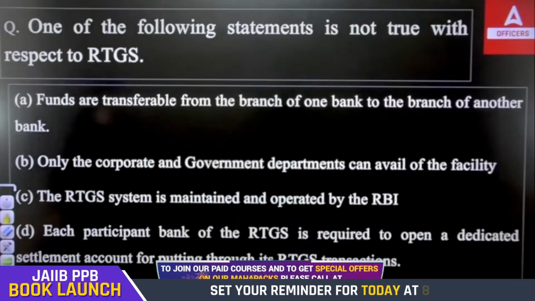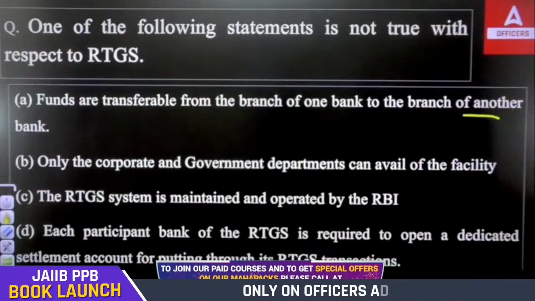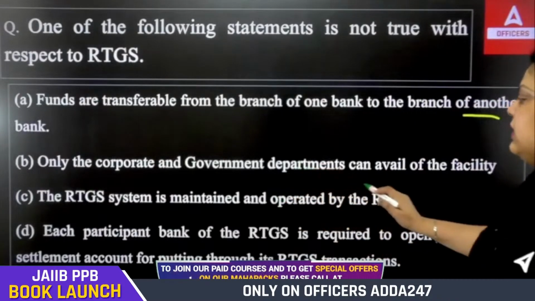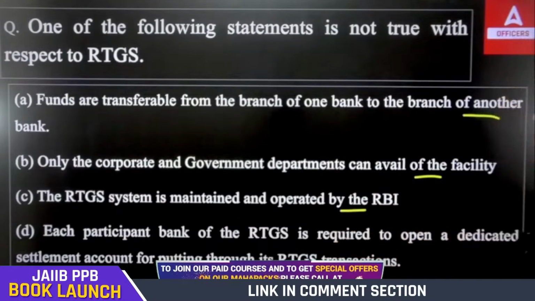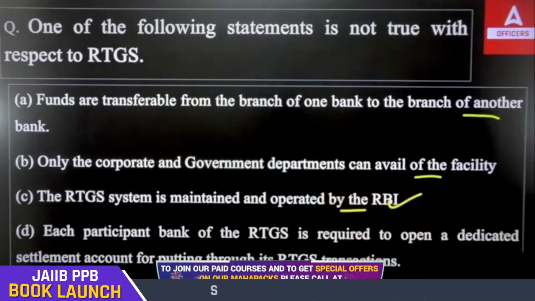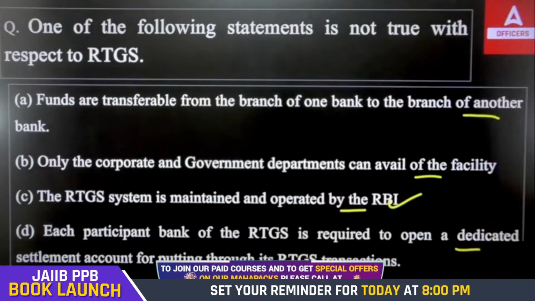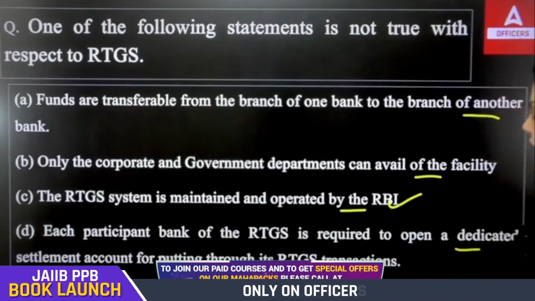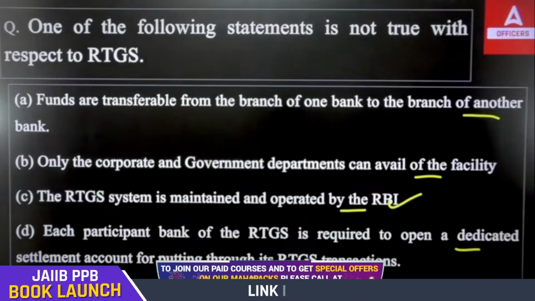First, funds are transferable from the branch of one bank to the branch of another bank. Only corporate and government departments can avail the facility. The RTGS system is maintained and operated by RBI. This is so true, I have just told you. Each participant bank of the RTGS is required to open a dedicated settlement account for putting through its RTGS transactions. So, what do you think? Which of the following is not a feature?